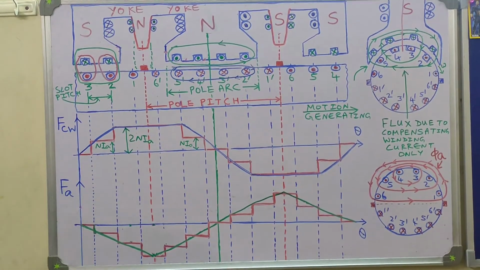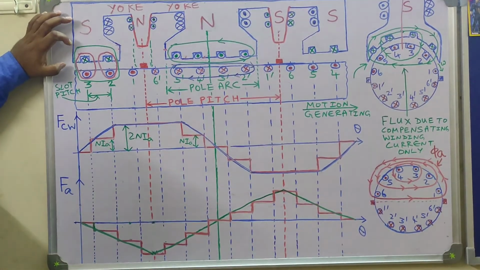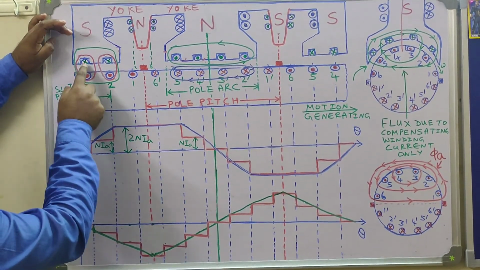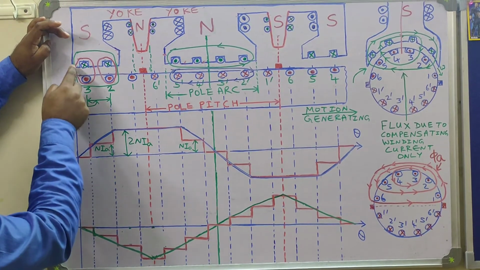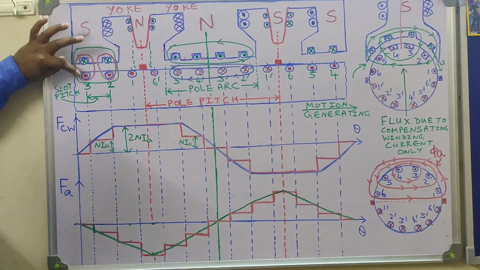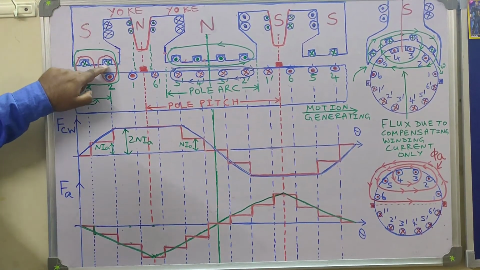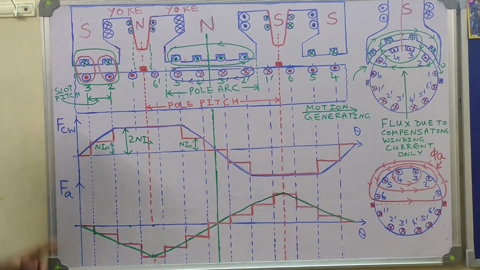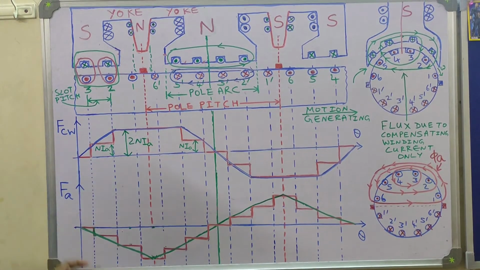However, I believe this point has been cleared: if you take up this closed path, you see 2 cross 2 dot, they cancel. Even if you take this path, 1 cross 1 dot, they cancel. Even if you take this closed path, 1 cross 1 dot, they cancel. So this is the variation of compensating winding MMF and armature MMF.